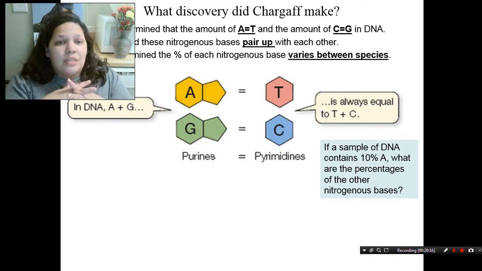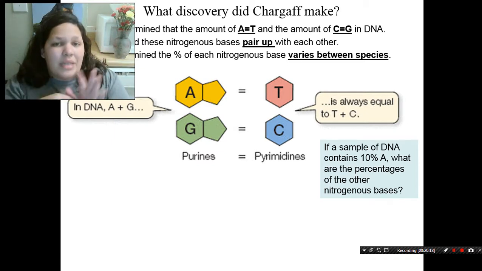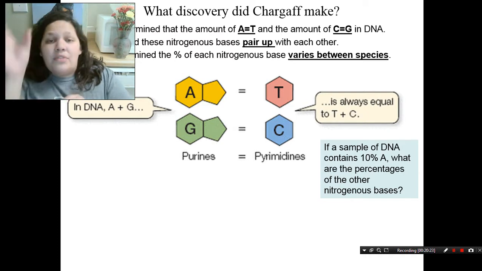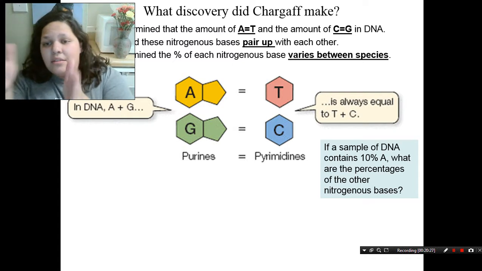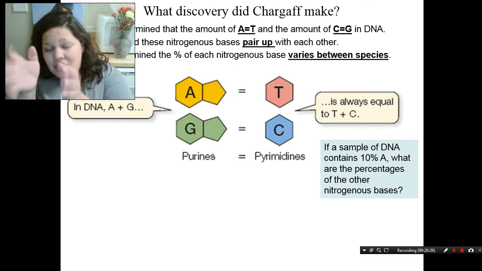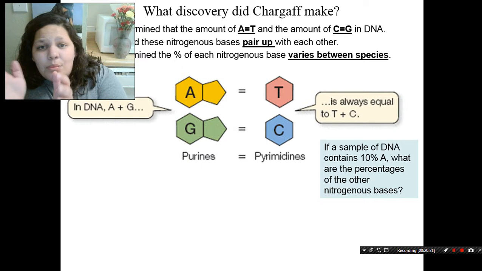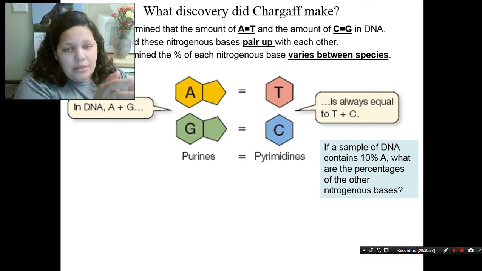He also determined that there's a percentage of each nitrogenous base that varies between species. So for example, if for every A there's a T, that means in DNA, if you have 10% of the DNA that is adenine, then that means that 10% will be thymine.